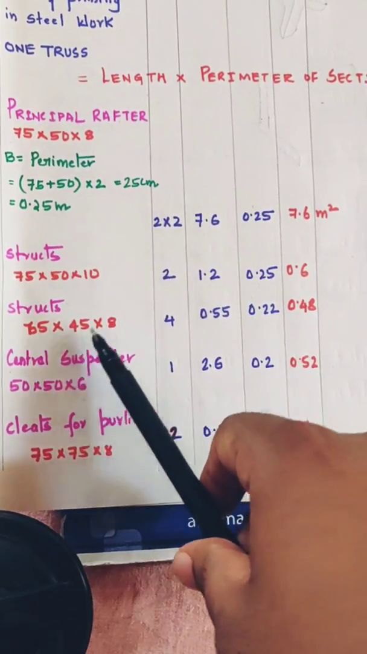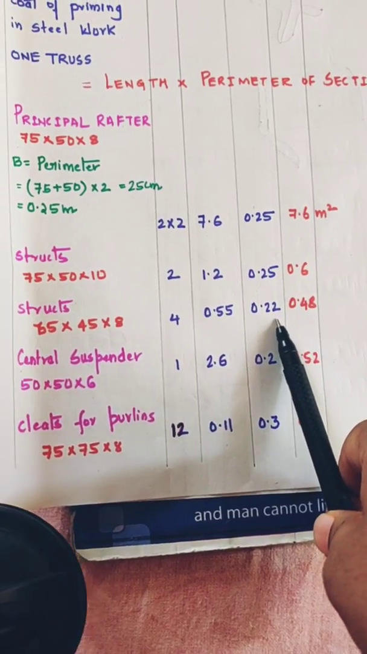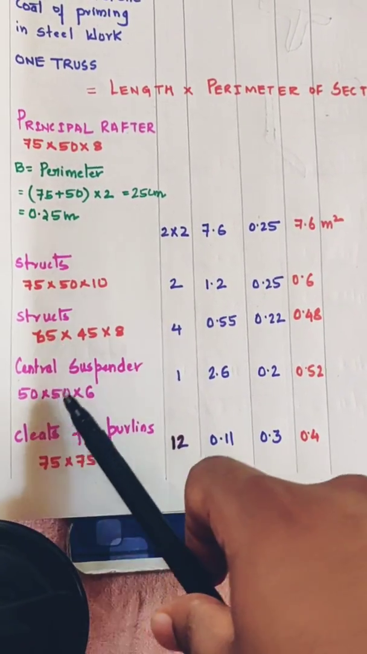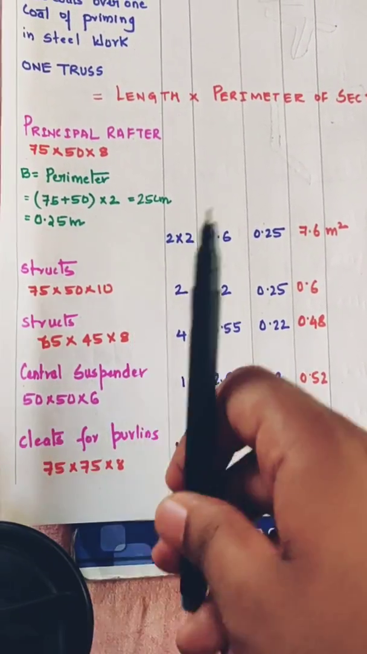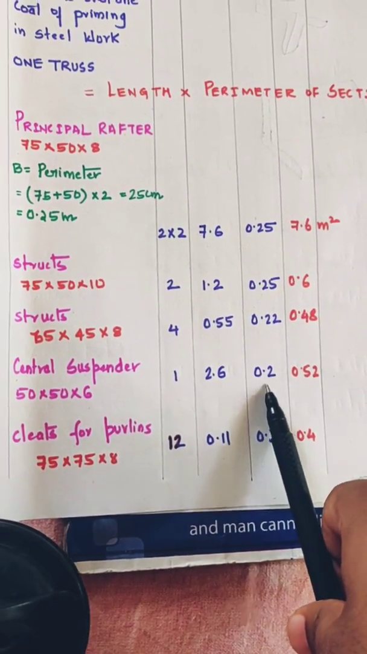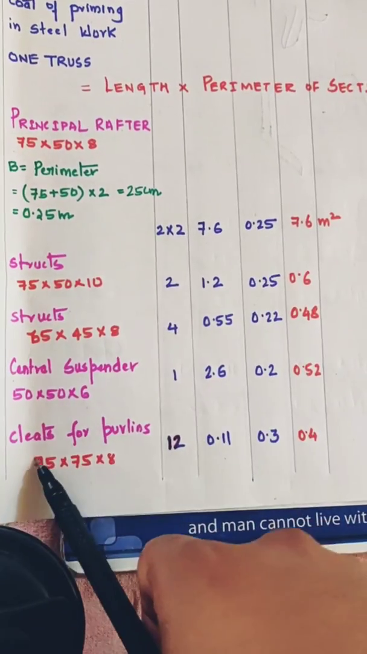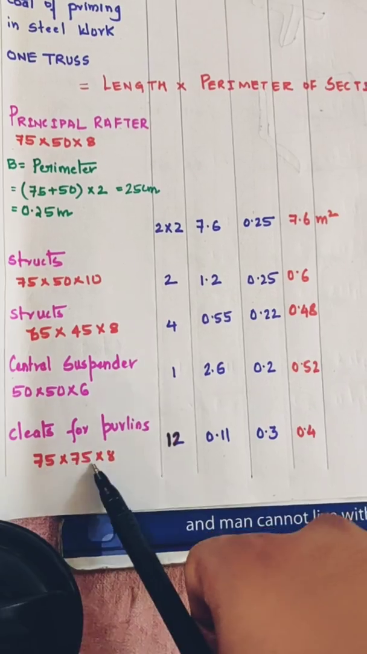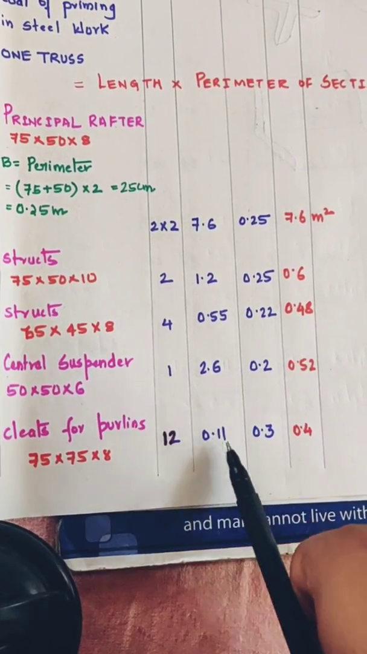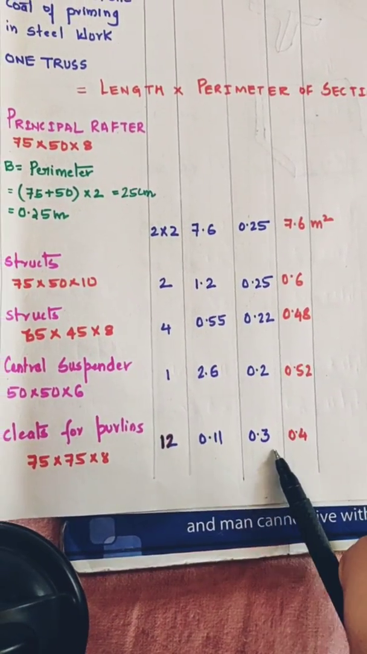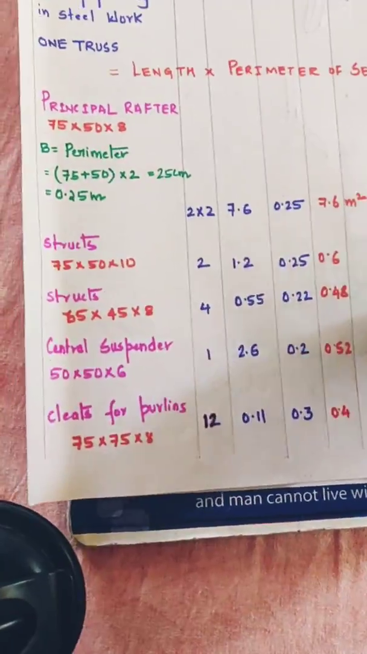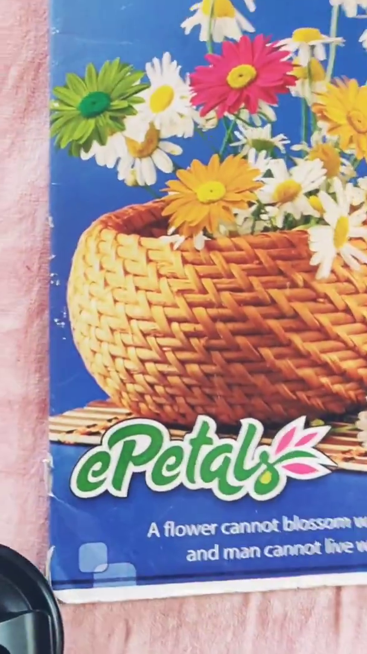Strut 65 by 45 by 8, you will get the perimeter as 0.22. Central suspender is 50 by 50 by 6, so 50 into 4 you will get 200, which is 0.2. Length is known, so calculate. Cleats for purlin are 75, 75, 8, and there are 12 numbers. Length is known, perimeter you calculate, and you will get the quantity. Okay, so moving next.